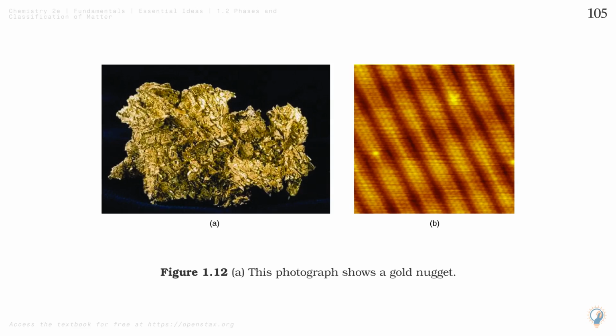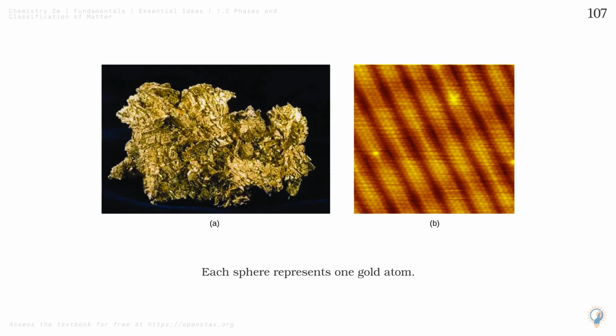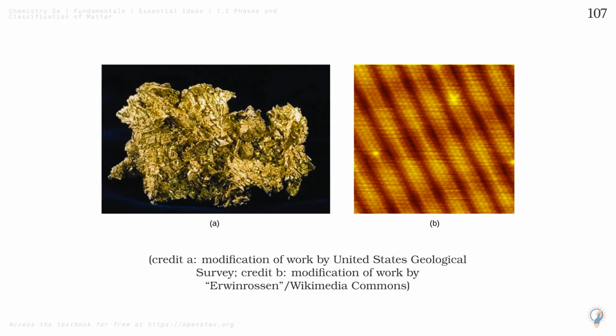Figure 1.12. A. This photograph shows a gold nugget. B. A scanning tunneling microscope, STM, can generate views of the surfaces of solids, such as this image of a gold crystal. Each sphere represents one gold atom. Credit A. Modification of work by United States Geological Survey. Credit B. Modification of work by Erwin Rossen / Wikimedia Commons.